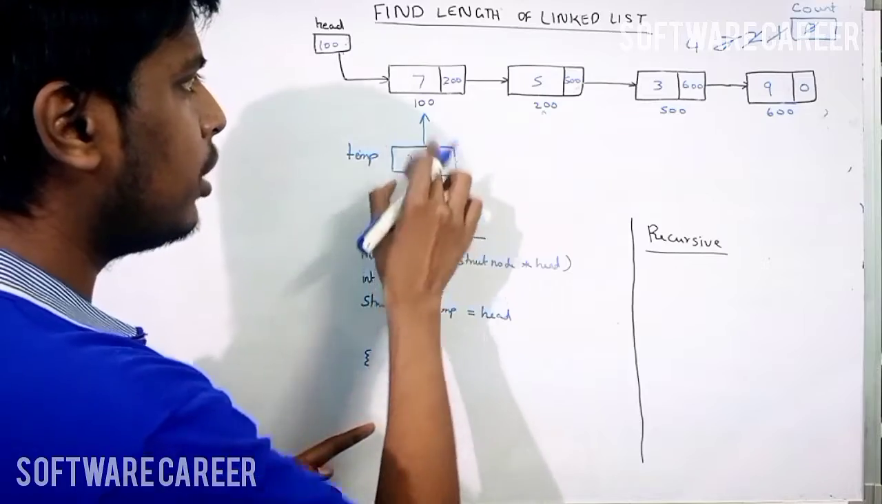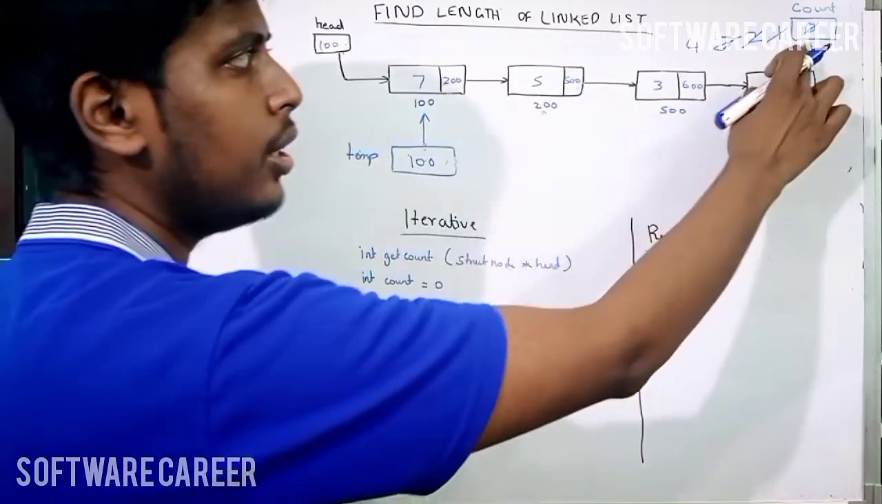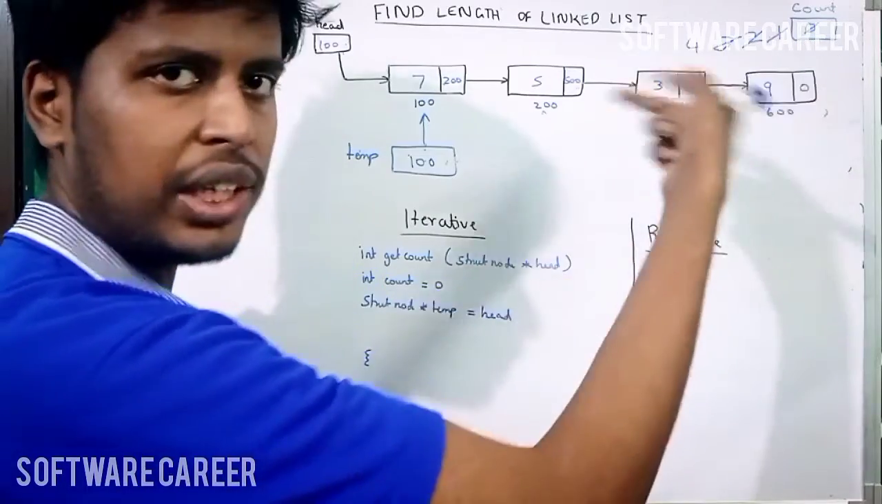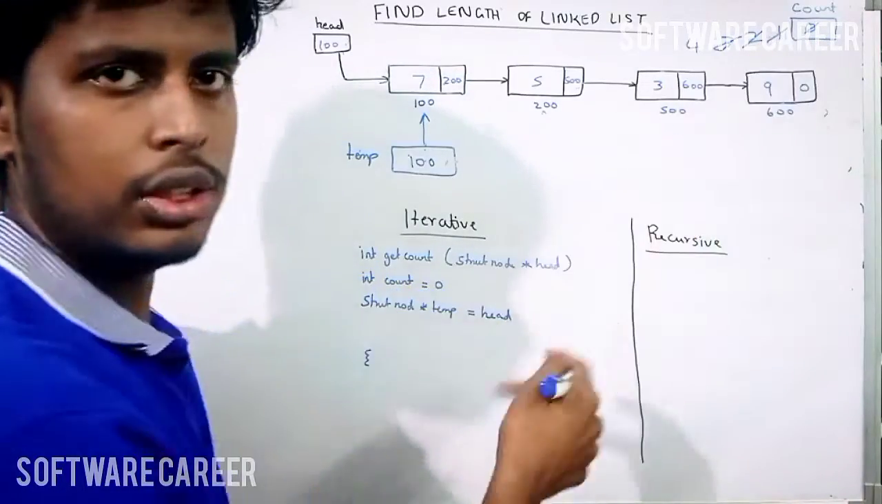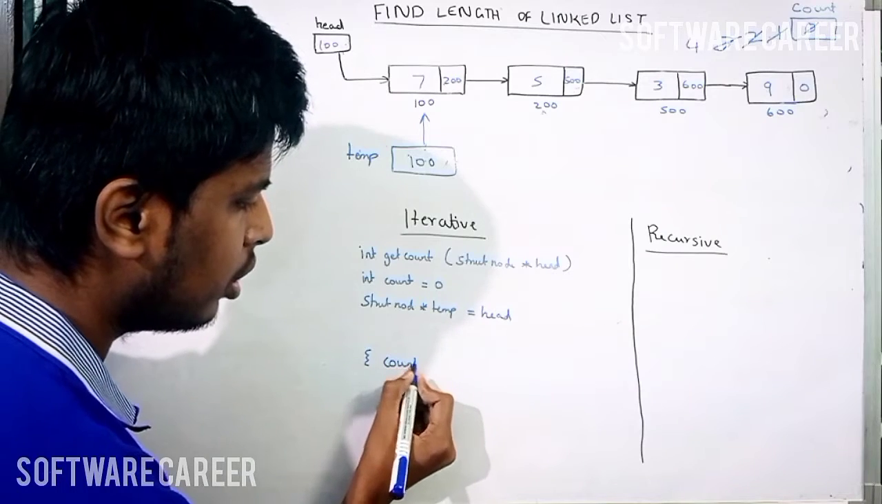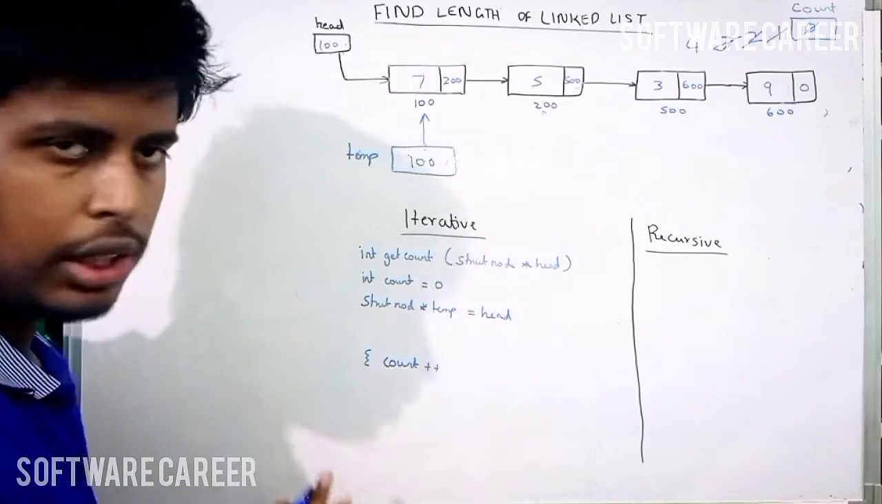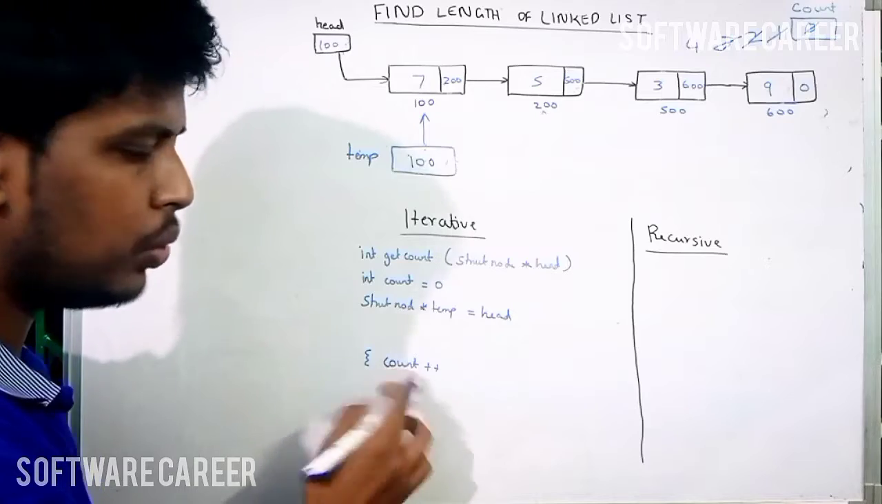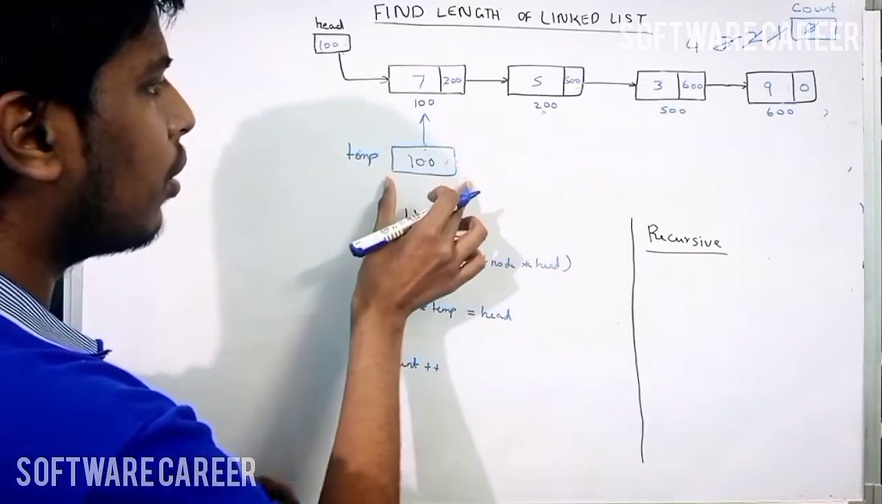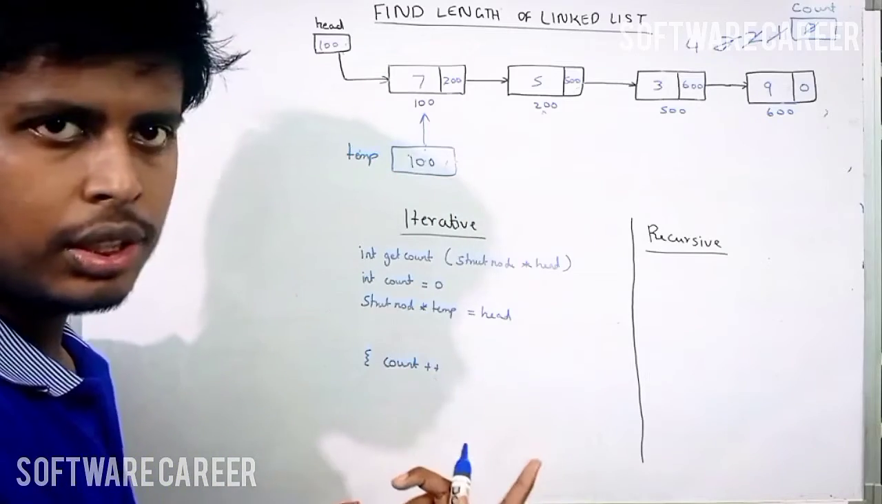Now see, the first step is when the temp is pointing towards the first node. At the start, count was 0. You have incremented the count value by 1, so 0 will become 1. So what you did is count plus plus. You are increasing the count value by 1. So this is the first step. I am writing count plus plus. This is the same as count equals count plus 1.